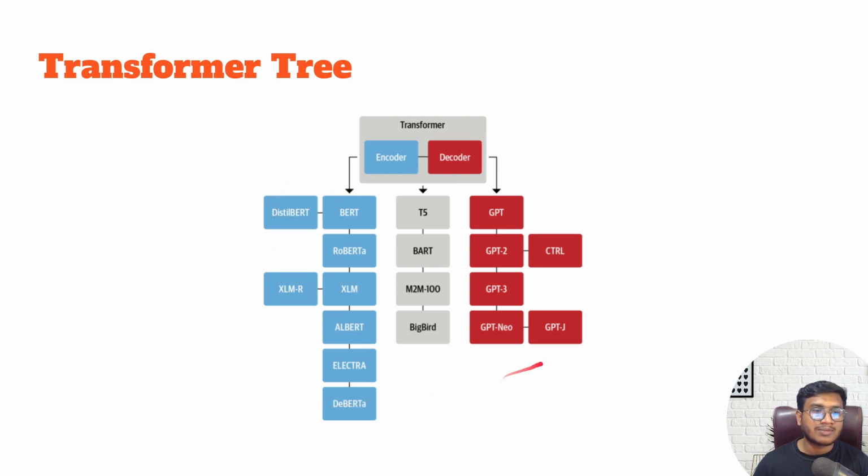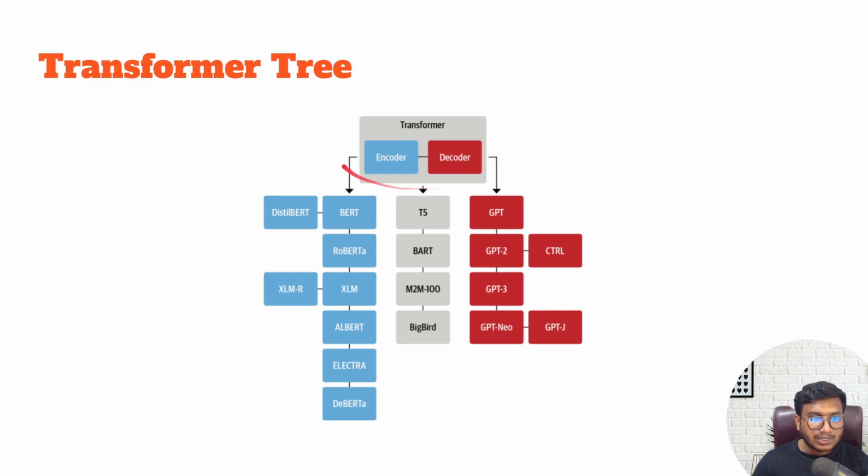Here I've listed some of the models, so this will give you an idea of which models use the encoder layer only, which use the decoder layer only, and which use both. You can see the encoder-based architectures like DistilBERT, BERT, RoBERTa, XLM, ALBERT, ELECTRA, then DeBERTa. So these are models based on the encoder layer only. Now you can see the decoder layer models. So GPT, GPT-2, GPT-3, whatever GPT series you have, it uses the decoder layer only, decoder architecture only. Fine.